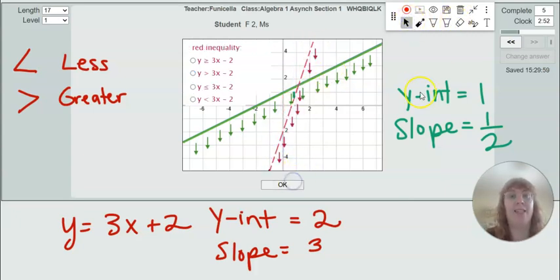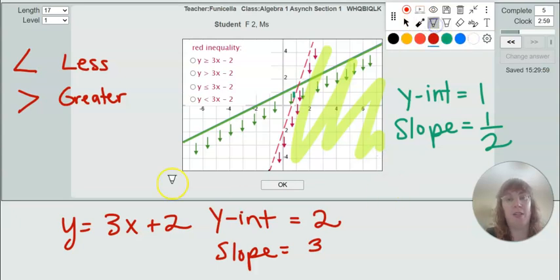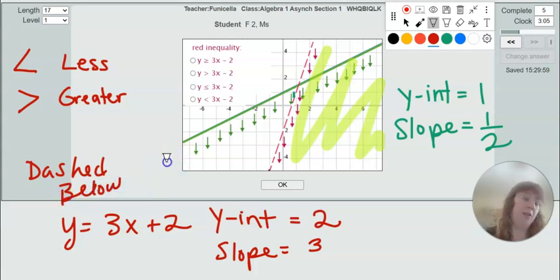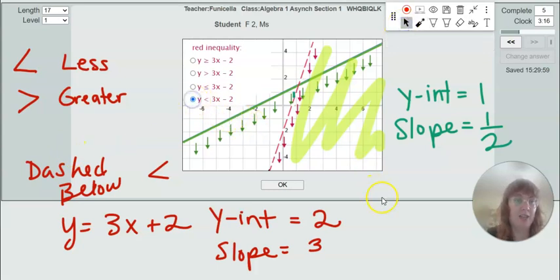And now I bet we're going to add some shading. Yes. So it is dashed and we're shaded below it. So we have dashed and below. Below is less than. And since it's dashed, it's just less than, not equal to. So we're going to choose y is less than 3x. Oh, not minus 2. Yeah, minus 2. I wrote this wrong down here. This should have been a negative 2.